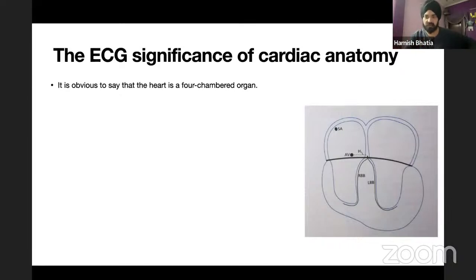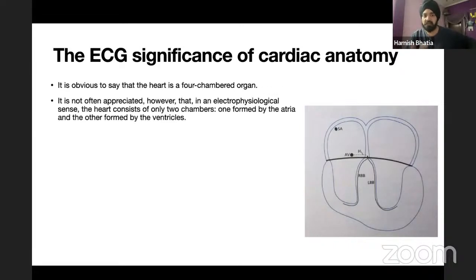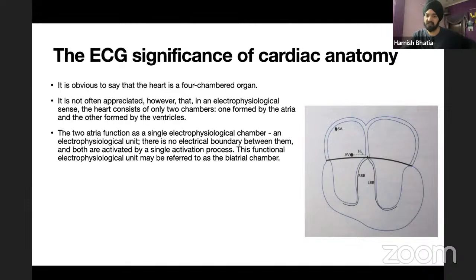Okay, two atria, two ventricles, we know that. It is not often appreciated, however, that in an electrophysiological sense, the heart consists of only two chambers. One is formed by the atria and one is formed by the ventricles. So electrophysiologically, you can consider the heart to be composed of two chambers. One is the biatrial chamber and one is the biventricular chamber. So two chambers, okay? The two atria function as a single electrophysiological chamber and electrophysiological unit.